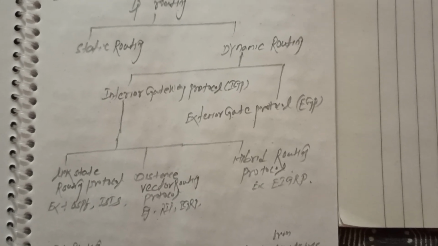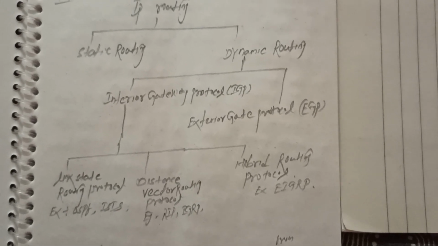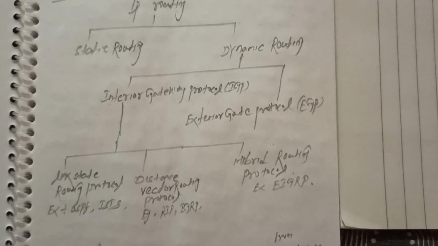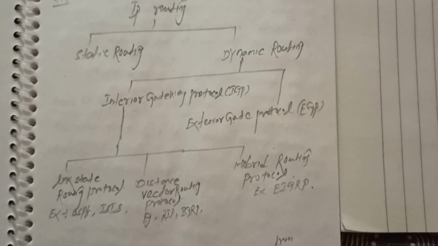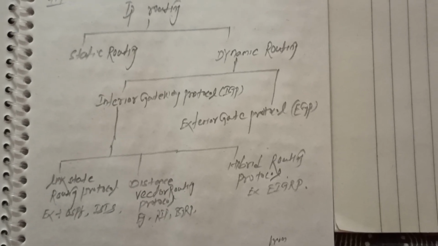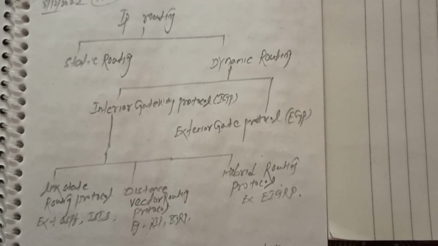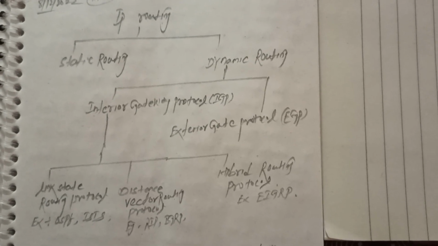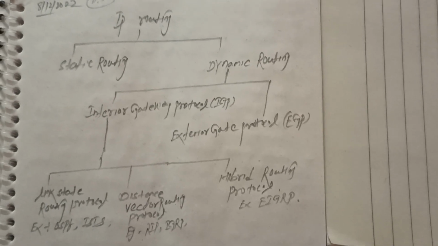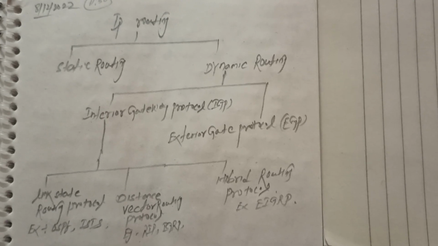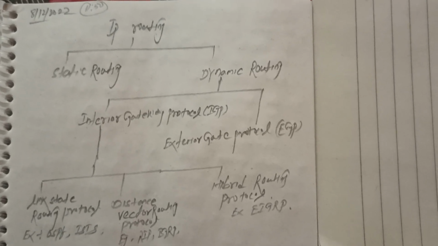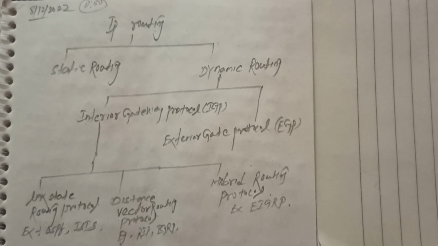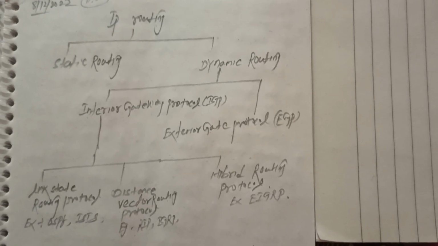Today I'll show you what IP routing is. IP routing is a process for moving packets from one network to another network using a device called a router. It will find the best, shortest path. And there are two types of routing protocol.